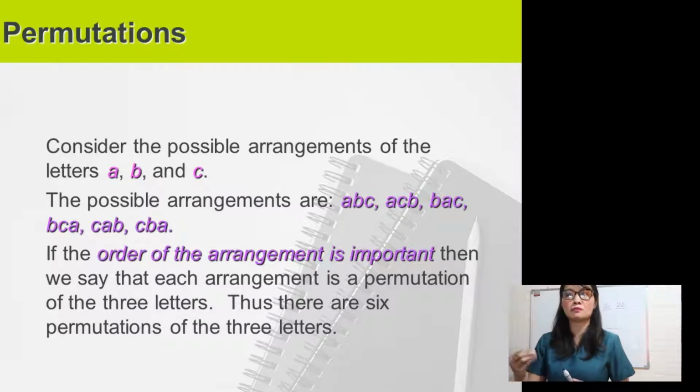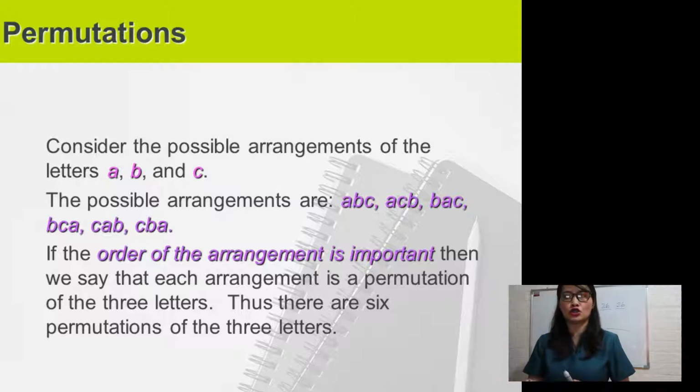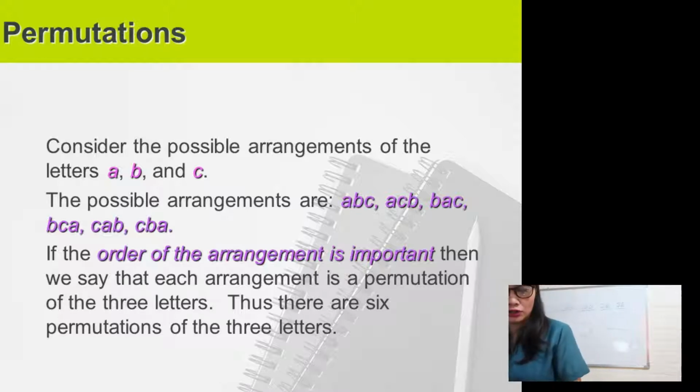If the order of the arrangement is important, then we say that each arrangement is a permutation of the 3 letters. Thus, there are 6 permutations of the 3 letters. Again, when we say permutation, the order of arrangement is important. So, to start with, I'm going to stop sharing because I'm going to use my whiteboard this time.